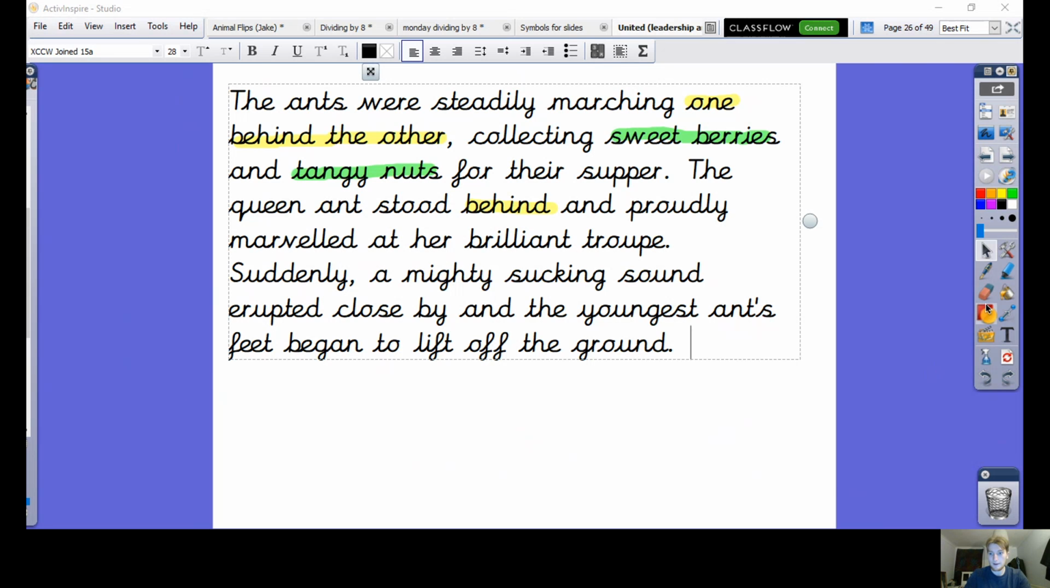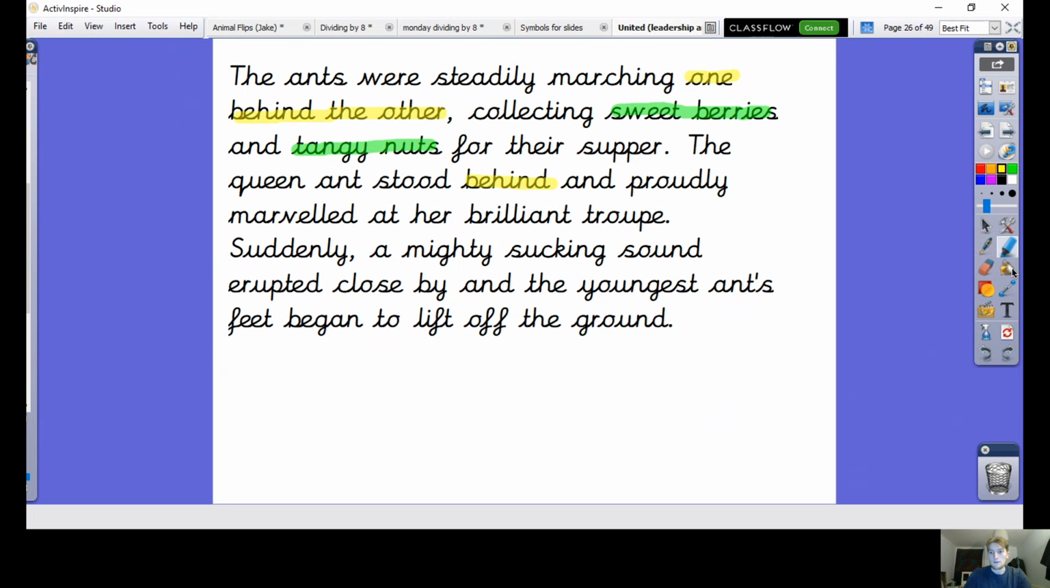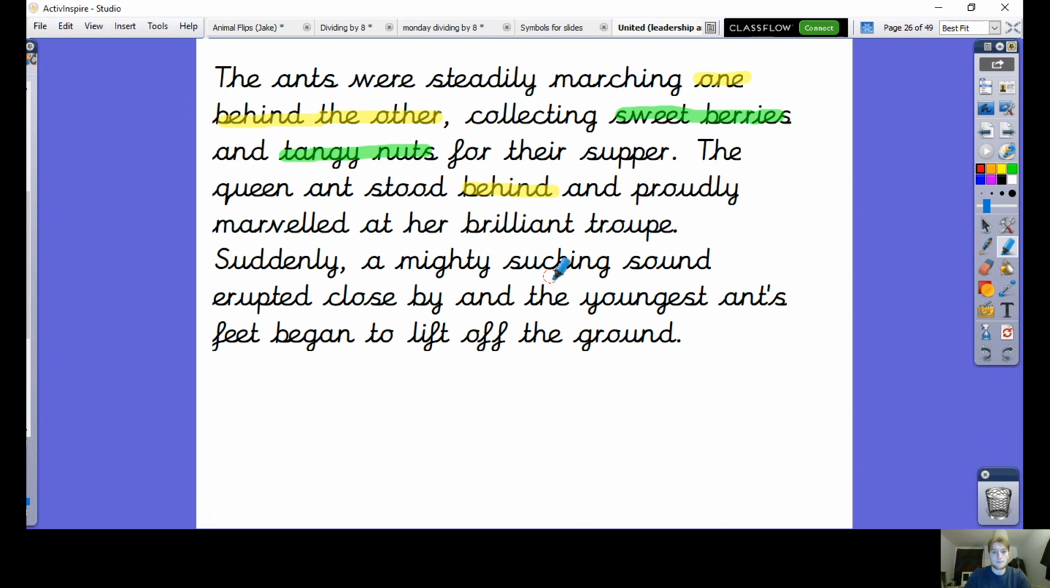Right, I'm going to quickly highlight in a red just the words I've used to describe the sucking sound. Okay, so mighty and erupted.